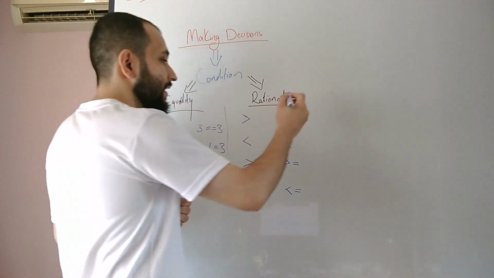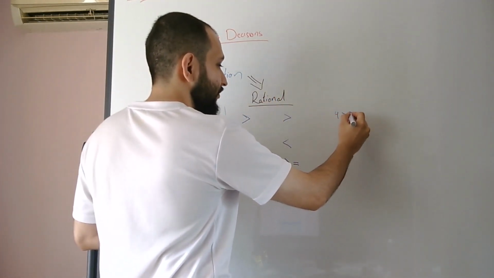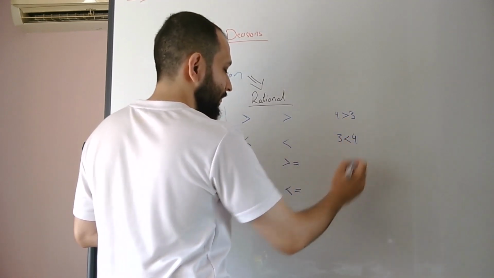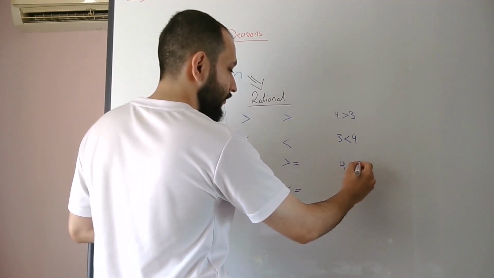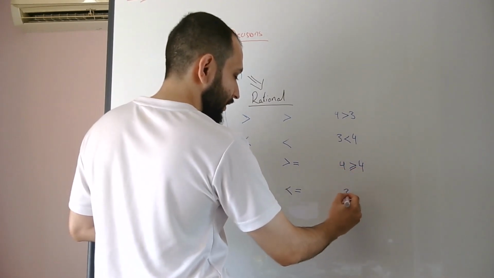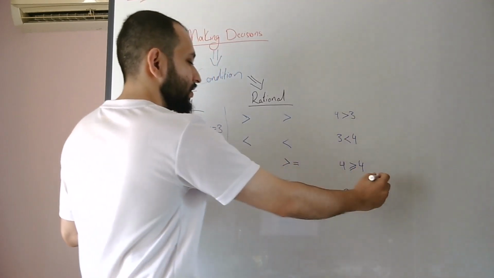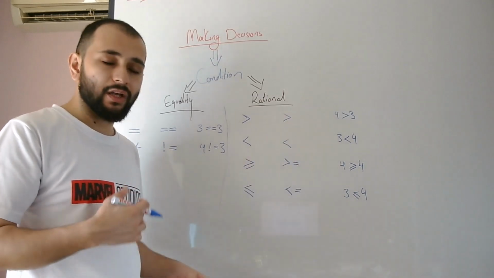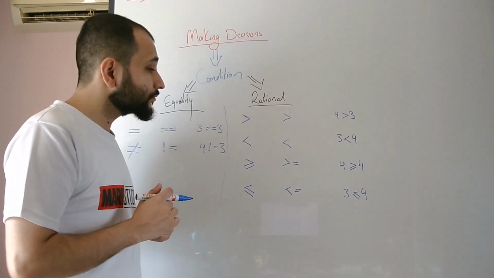And let me give you an example. For example, 4 is greater than 3, 3 is less than 4, 4 is greater than or equal to 4, or 3 is less than or equal to 4. All of these conditions are correct, right? But if you don't understand it for now, it's okay. We will cover these conditions in more detail in the coming episodes.